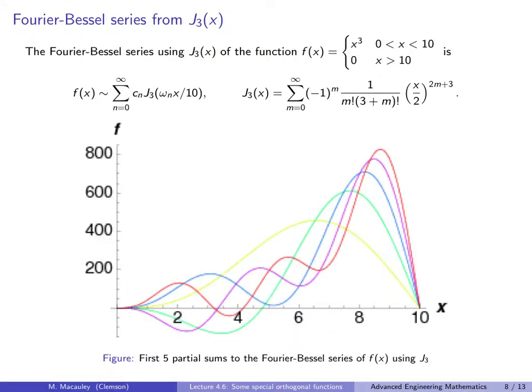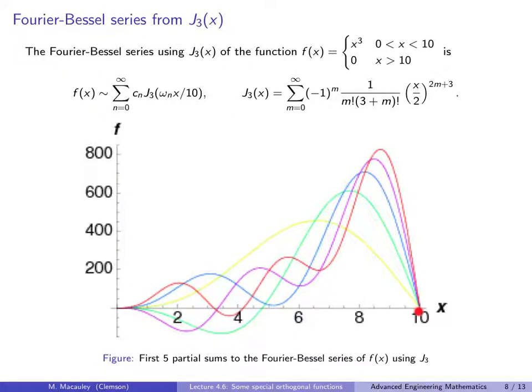Here's another example that I found on the internet that I really like, although like all of these, they are really messy, and I'm not showing you all of the gory details, just the big picture. So this is a Fourier-Bessel series from the third Bessel function, j3 of x, or I guess the fourth if you start from 0. Here's an arbitrary function that was picked, f of x to be x cubed on 0 to 10 and 0 elsewhere.